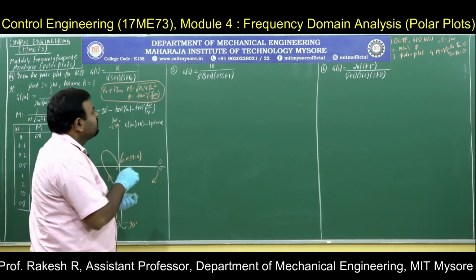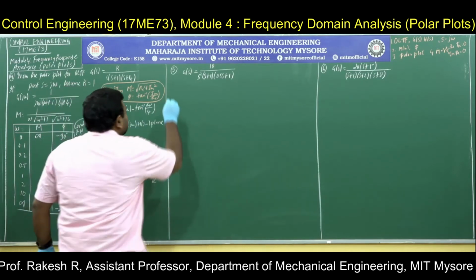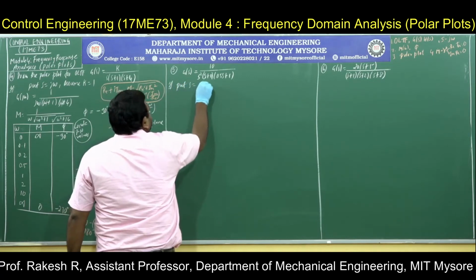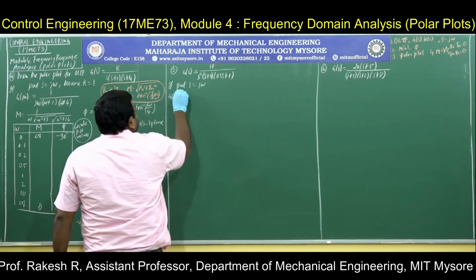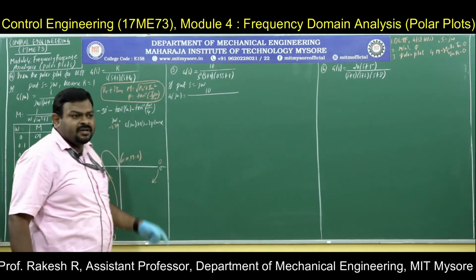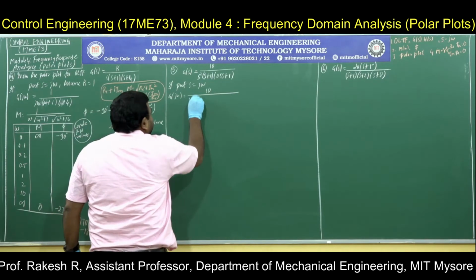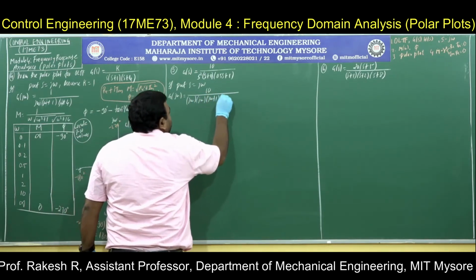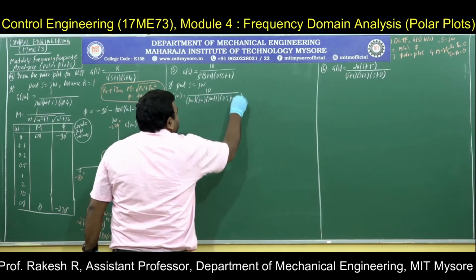Then next problem. Again same thing. Directly they have given the open loop transfer function. Put s equal to j omega. So G of j omega will be equal to 10 divided by s squared, again j omega into j omega, into (j omega plus 1) into (0.5 j omega plus 1).